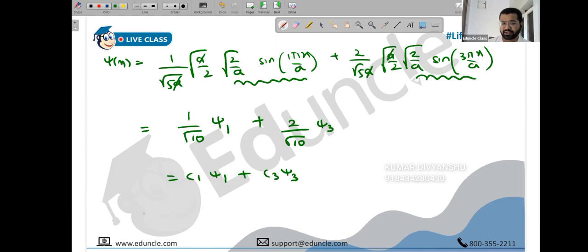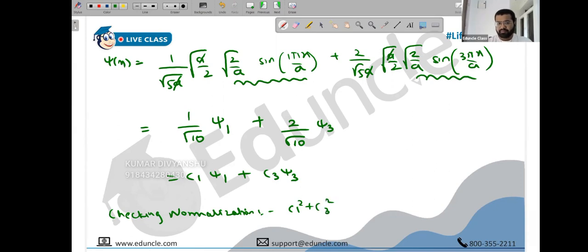Now the question is, is this normalized or not? So let's check. Checking normalization. Let's calculate C1 square plus C3 square, because I don't have any other term. What is the condition, people? C1 square plus C2 square plus Cn square should be 1 for normalization. But obviously, they have only 2 terms, so together they should be 1. But see if they are coming out to be 1 or not.